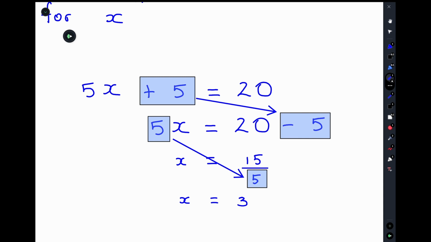We moved plus 5 to the other side, 20 minus 5 became 15, and then we moved the coefficient multiplied by 5 to the other side, it became divided by 5. We now had x on the left hand side on its own, which is the point of this exercise, and 15 divided by 5 gave us an answer of 3.